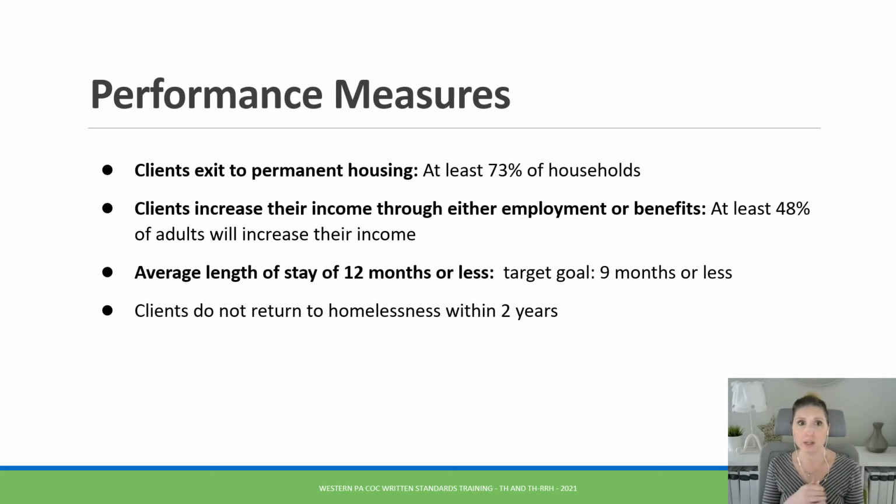The first one here is exits to permanent housing. And the CoC is looking that at least 73% of households are exiting to permanent housing. One of the bigger snags, there's two of them that we usually see with this particular performance measure, is that folks might fall by the wayside, and then an exit assessment is never completed with them, so there can't be an exit to permanent housing one way or the other.